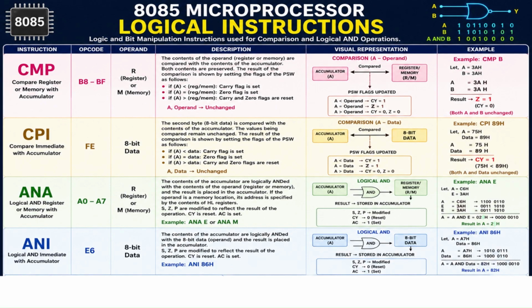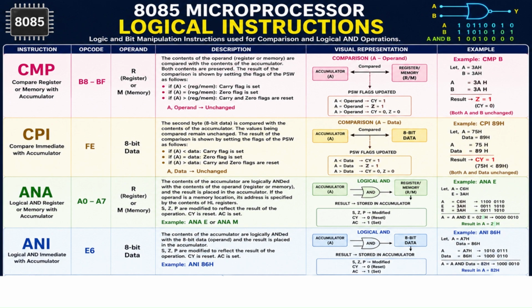Up next we have ANI, which means logical AND immediate with accumulator. Everything works exactly like ANA. The only difference is instead of using a register value, we use an 8-bit immediate value. Suppose accumulator contains A7H and immediate data is 86H. Convert both into binary and perform the AND operation. The answer is 86H. Therefore, the accumulator now stores 86H. Again, carry becomes 0, auxiliary carry becomes 1.